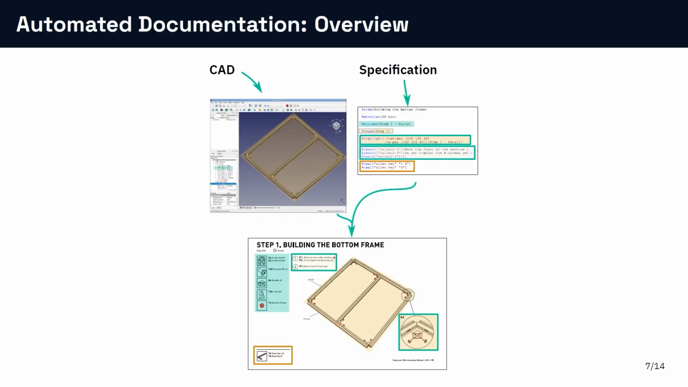So what is the approach that we take, the overview? We are staying close to the design files, computer-aided design files. We take those CAD files, we take a textual specification, and we use both streams of information, essentially, to automatically generate documentation. And we try to get close to the original manual.